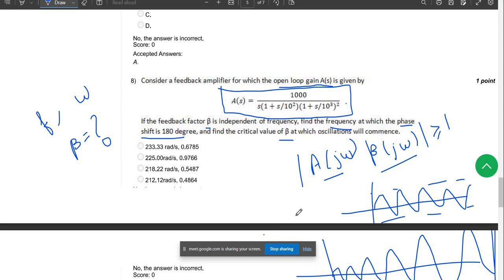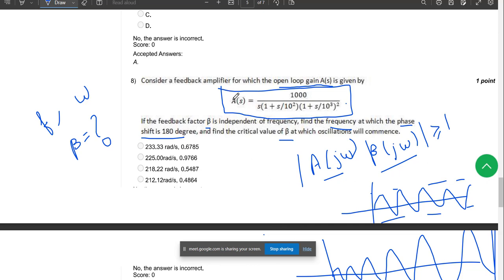More minutes to solve this question and then we'll discuss the solution. Okay, now let's try to solve this question.